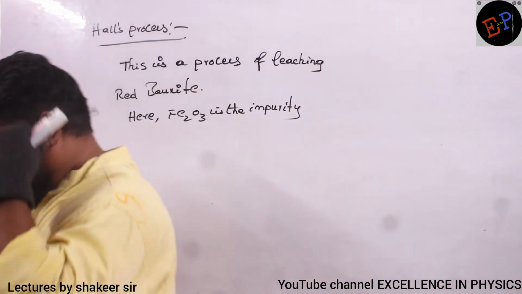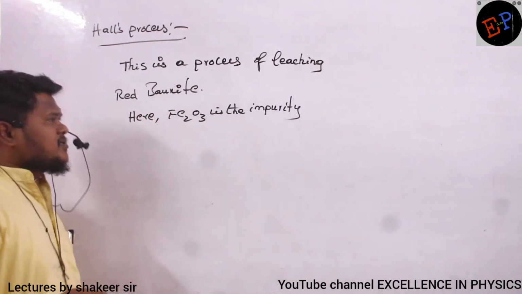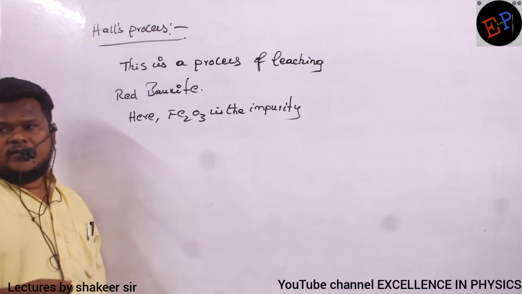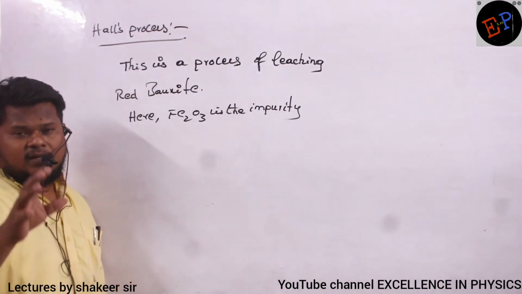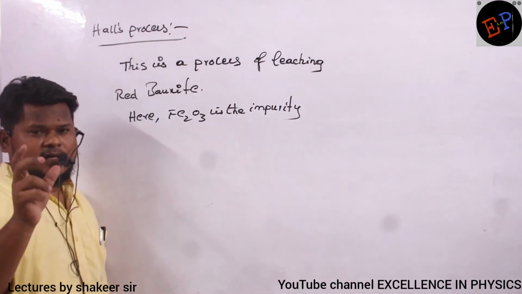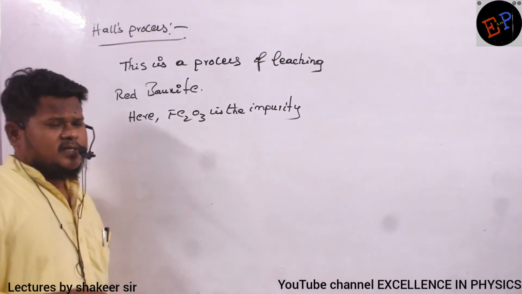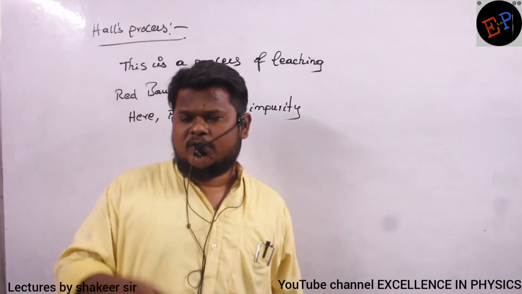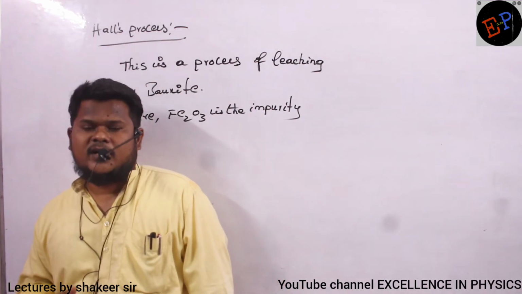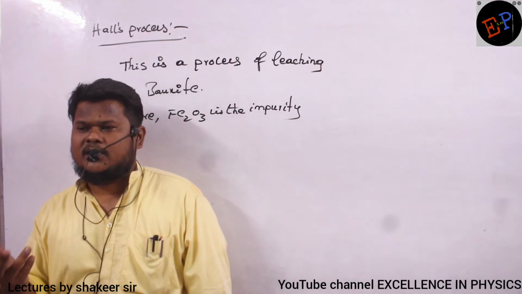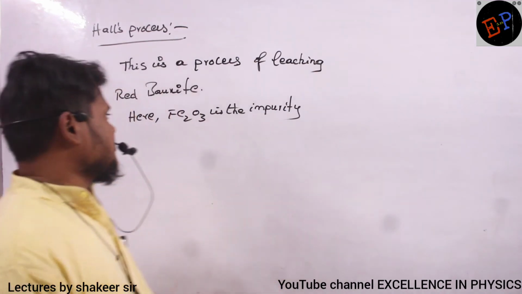So next we are studying Hall's process now. Do you remember this process, where we have discussed this one? We have discussed this in the leaching of aluminium. In the concentration process of aluminium we have studied Hall's process. Already we studied that bauxite has two types of ore: one is red bauxite and the other one is white bauxite. Red bauxite can be concentrated by two methods: one is Bayer's process and the second one is Hall's process.